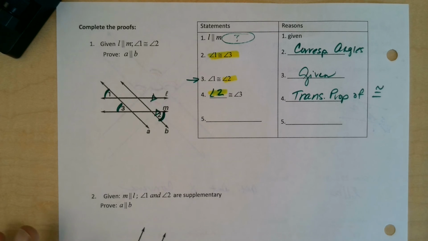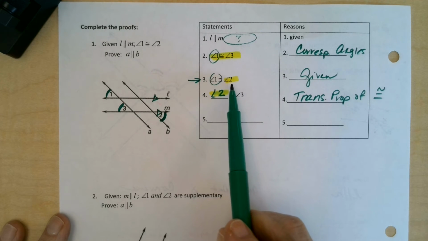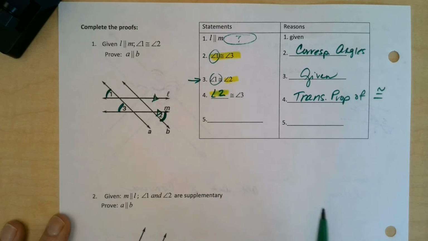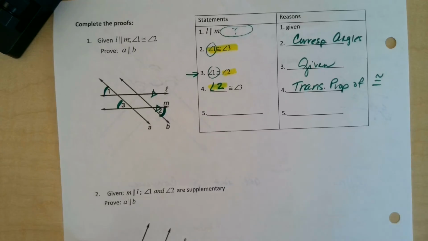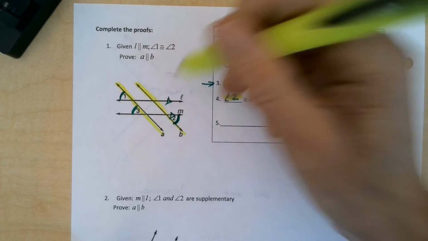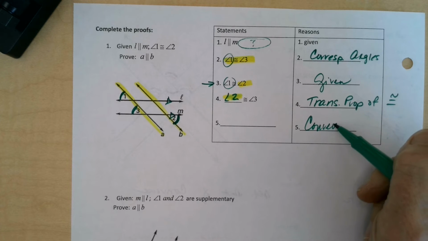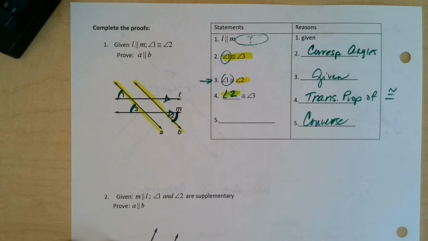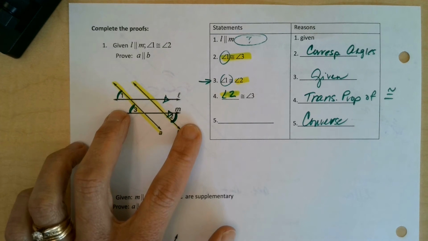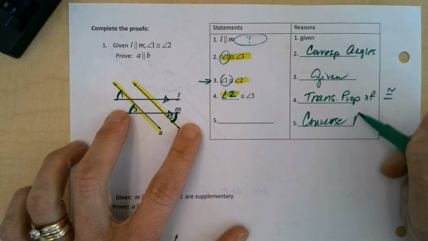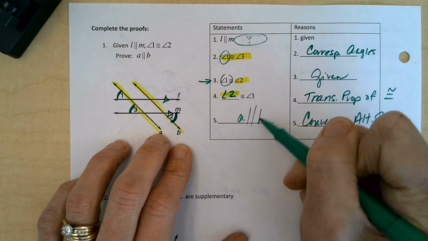Make sure you see that link between 1 is congruent to 3, 1 is congruent to 2, therefore 2 is congruent to 3. Now that I have angles 2 and 3 congruent, I want you to pay attention to what that means for lines A and B. And this is where my converse comes into play. Because angles 2 and 3 are congruent, and because angles 2 and 3 are alternate exterior angles, I know that A is parallel to B.